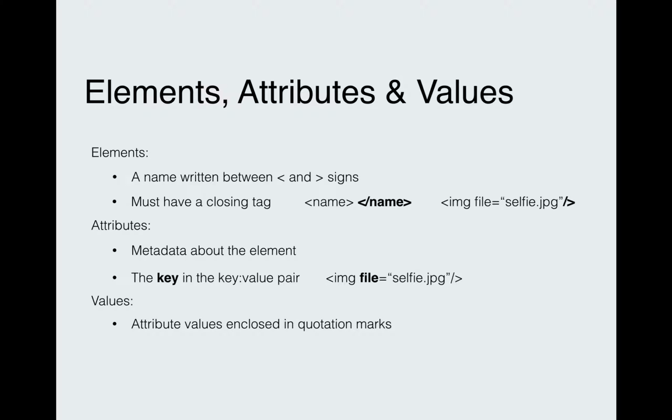Attribute values are enclosed in quotation marks. They're the value in the key value pair. In the example on the right, selfie.jpg is a value. This key value pair expresses metadata about the image element. It tells us that there's a file and that file is named selfie.jpg.